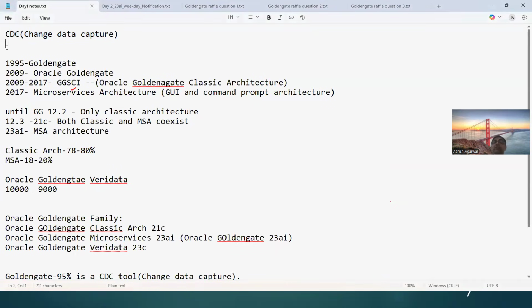Okay. So just to give you a brief history of GoldenGate. GoldenGate was founded in 1995, and it was named after the famous San Francisco bridge called the Golden Gate, as you can see in my background. So basically the GoldenGate product was named after the Golden Gate bridge. In 1995, GoldenGate was founded and it was a standalone company.